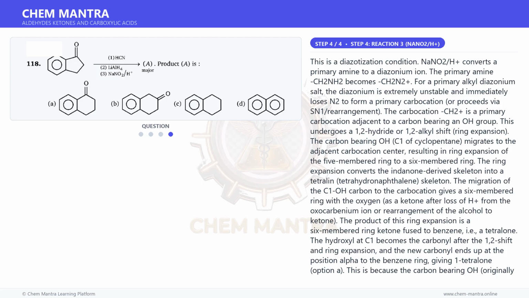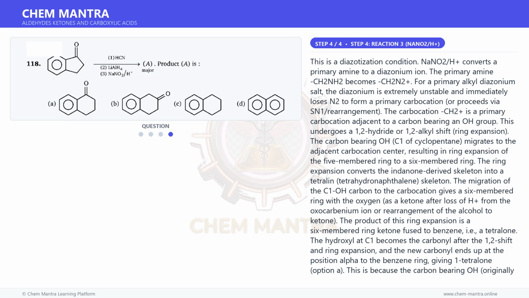This is a diazotization condition. NaNO2, H+ converts a primary amine to a diazonium ion. The primary amine CH2NH2 becomes CH2N2+. For a primary alkyl diazonium salt, the diazonium is extremely unstable and immediately loses N2 to form a primary carbocation or proceeds via SN1 rearrangement.